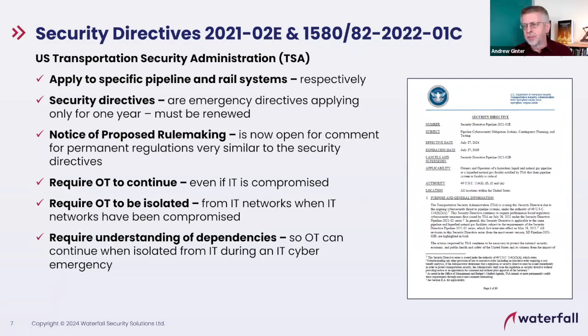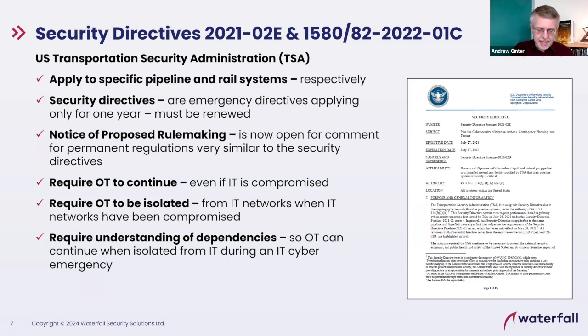TSA came out with a bunch of security directives. These sort of date to the Colonial incident in 2021. They came out initially for pipelines and later on for rail systems. Security directives are emergency directives. Regulations, if you have to follow them and you fail to follow them, there are penalties. And they have to be renewed annually.